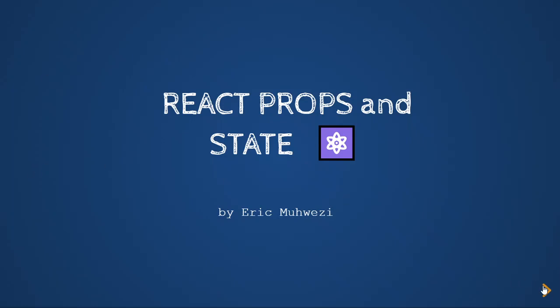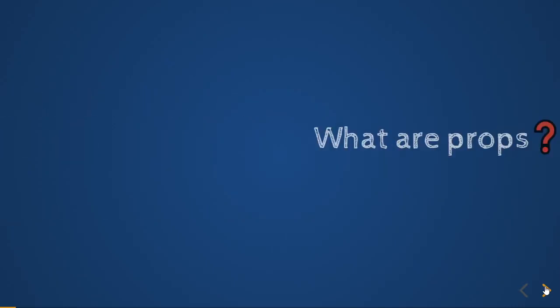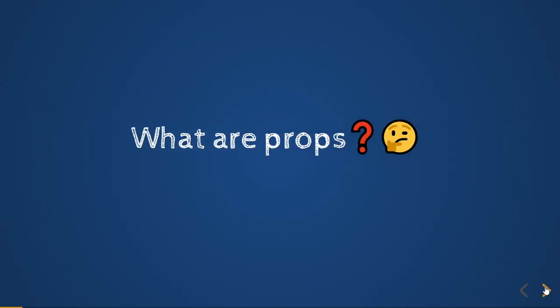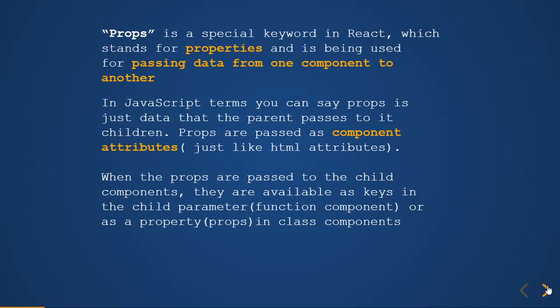If I go to the next slide, the first question is: what are props? What do I mean by props? What are they exactly? Props is just a special word, like you have seen React, you have seen libraries. It's a word that stands for properties, and it's used for passing data from one component to another. In simple terms, you can say it's just data that the parent passes to the children.